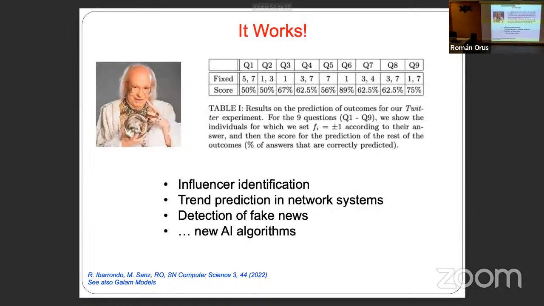And guess what? It actually worked. We were actually able, just by fixing the opinions of 1 or 2 people in essentially all the questions, to guess the answers of all the others, with a very good accuracy. In some cases it was 50, 70, sometimes even 90%.